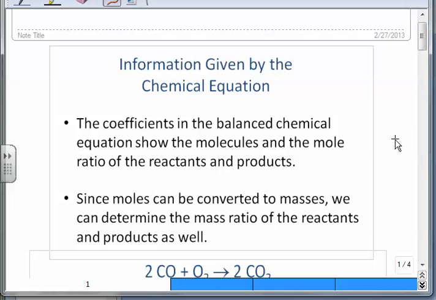Now we know that there is a relationship between the moles of a given compound and the mass, and this relationship is of course given by the molar mass. So because we know a molar relationship in our balanced chemical equation, we can also determine a mass relationship or a mass ratio of the products and reactants. And so let's do a couple of simple examples here.